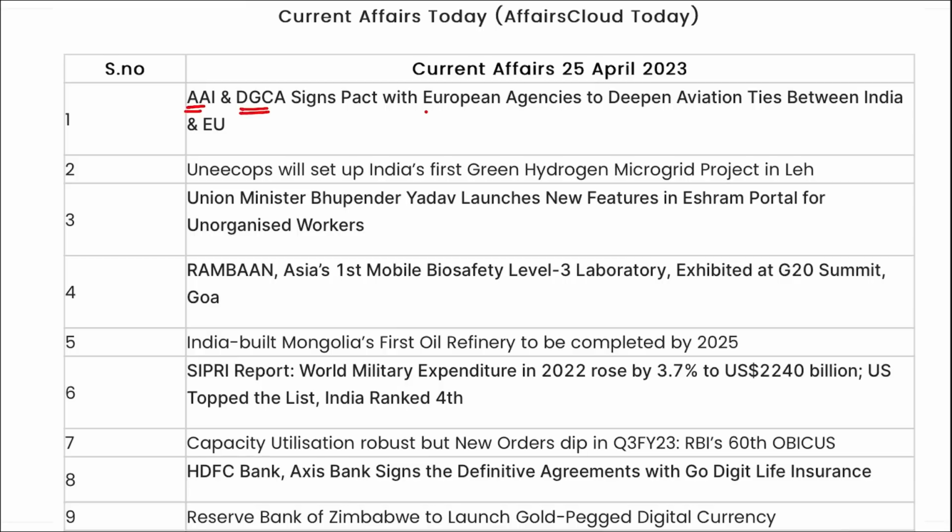AAI and DGCA signed a pact with European agencies to deepen aviation ties between India and the European Union.